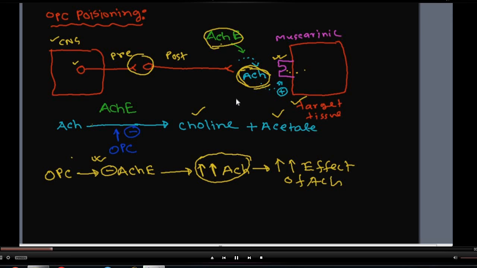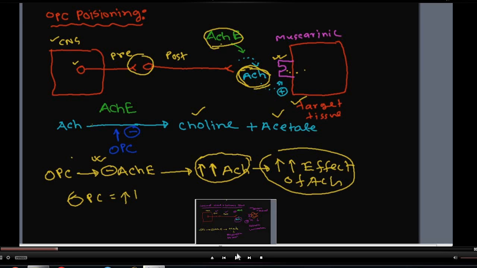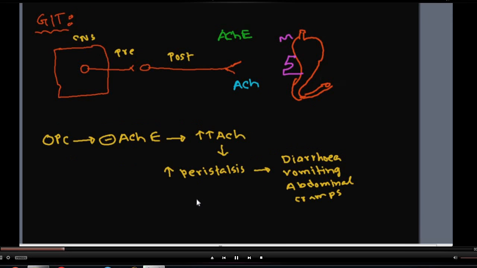So acetylcholine in the postganglionic synapse goes very high. So we can tell that the acetylcholine effect in the postganglionic synapse will also be high, because acetylcholine cannot be metabolized. So the acetylcholine concentration in this postganglionic synapse goes high, and the effect of acetylcholine will also be high. So we can tell that OPC equals increased acetylcholine effect in the postganglionic synapse, or increased acetylcholine effect in the human body. Now see what is the effect of OPC in the gastrointestinal tract.